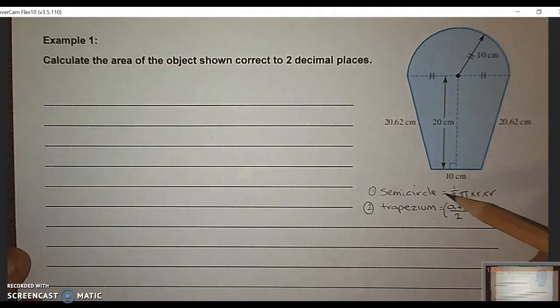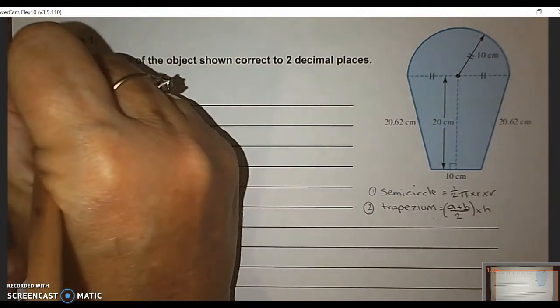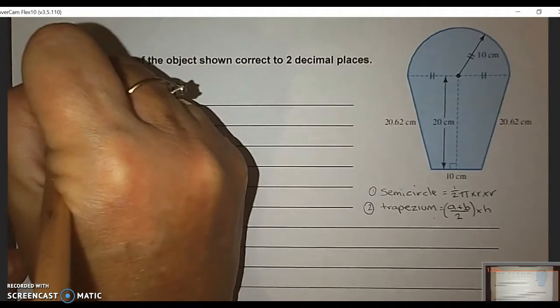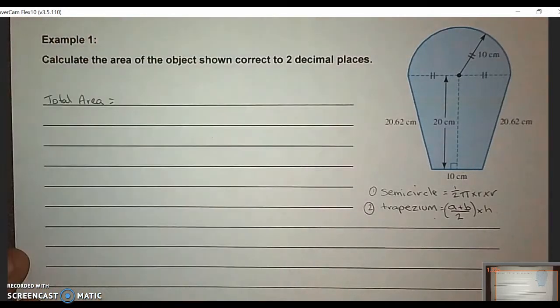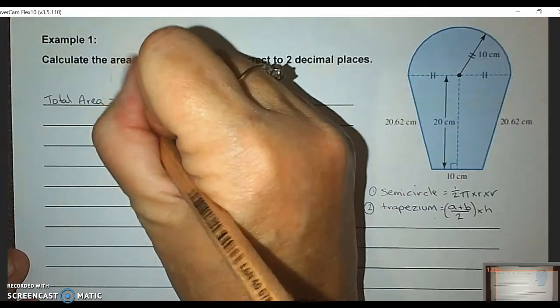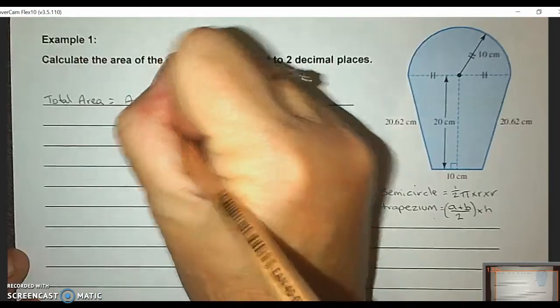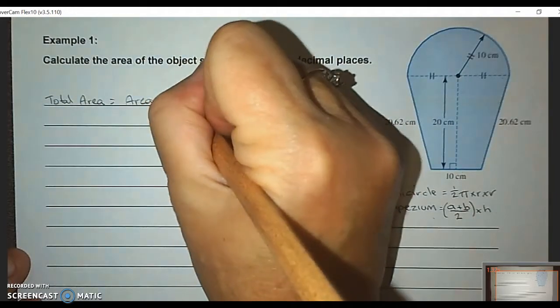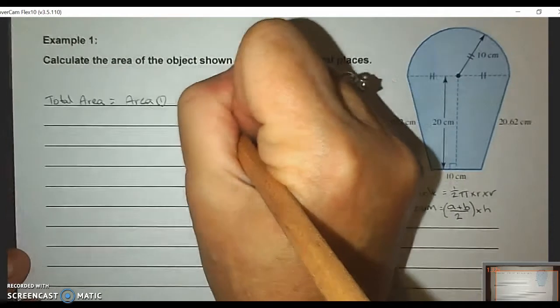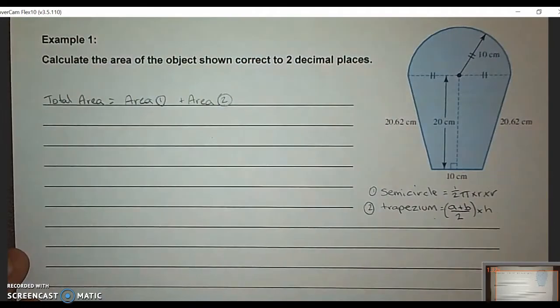So the thing I do is I label them 1 and 2. And total area equals area 1 plus area 2. So first I'm going to do the semicircle, since I've labelled that number 1.